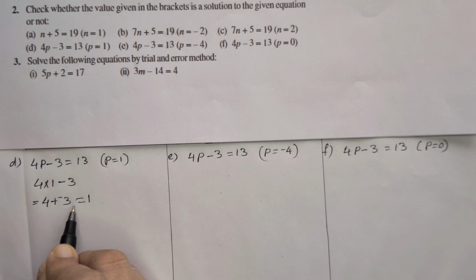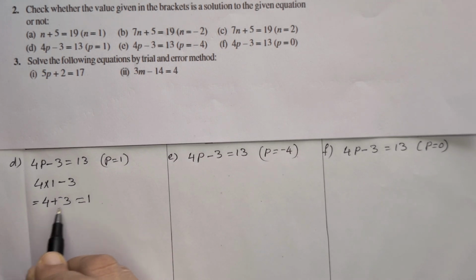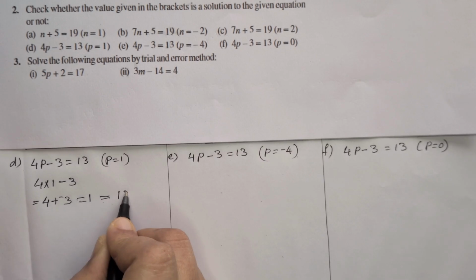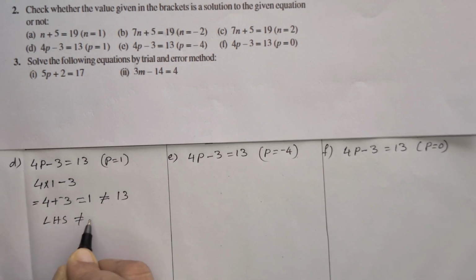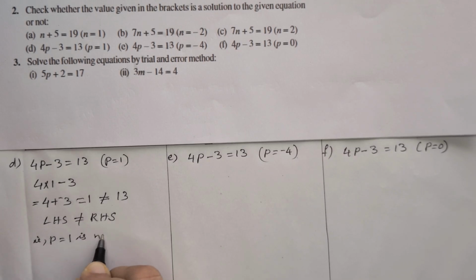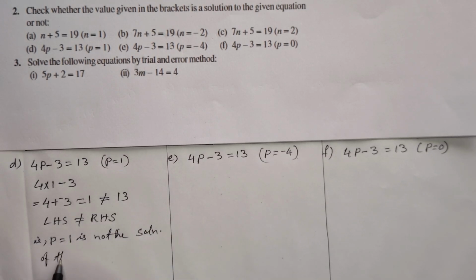When we are adding a positive and a negative integer, find the difference of the numbers and then put the greater one's sign. Now on the left side, we got 1, but the right side answer is 13. These two are not equal. So we can write LHS not equal to RHS. That means p is equal to 1 is not the solution of the given equation.